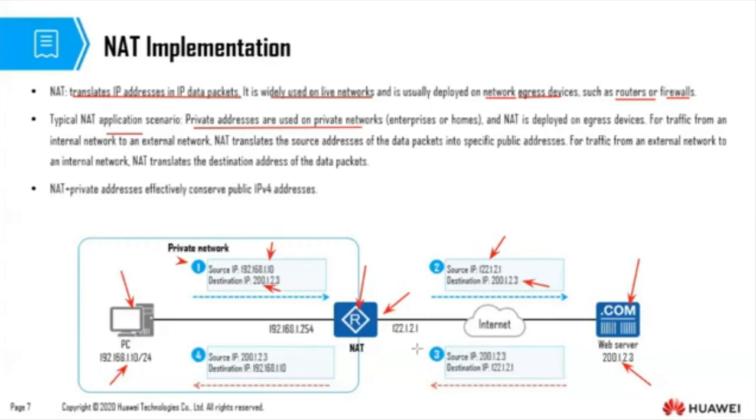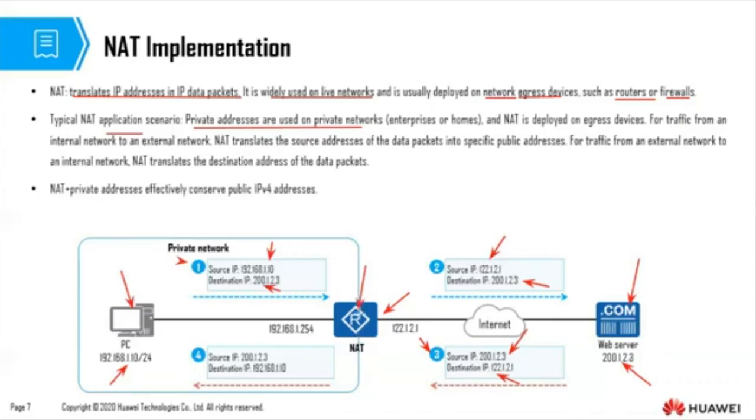Then this guy will reply on step number 3 here. What is the source IP address? The IP address of the server. What is the destination IP address? The IP address of our egress device. Are you getting the point? So this packet is going to come up to our egress device.